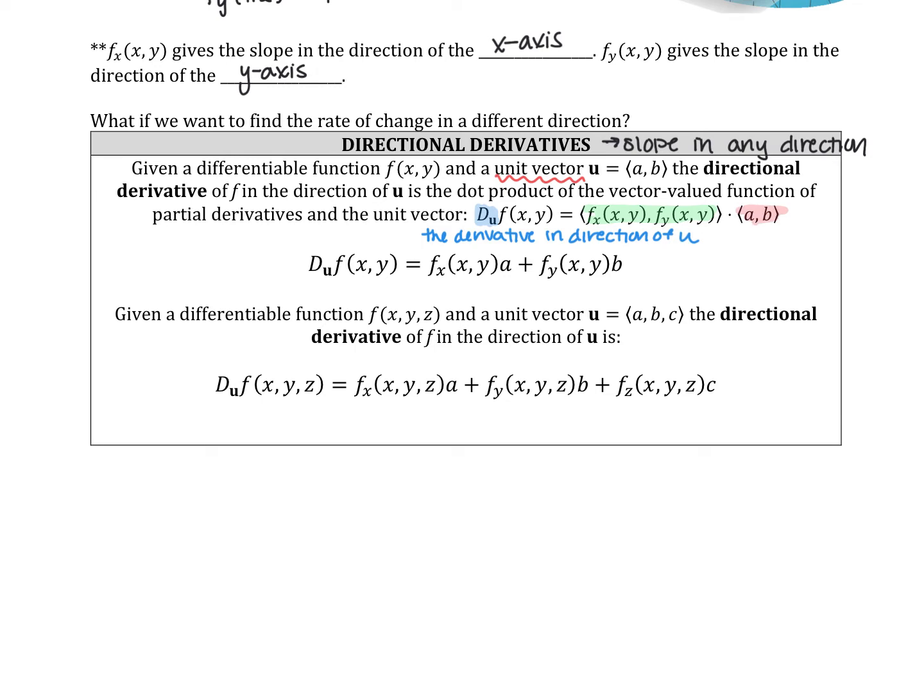Okay? Now, we could expand that dot product, and what we would get is the partial with respect to x times a plus the partial with respect to y times b. Now, we can extend this to 3 variables as well. We could extend it even further, but this is what it would look like, just that dot product. Okay, so let's look at an example.